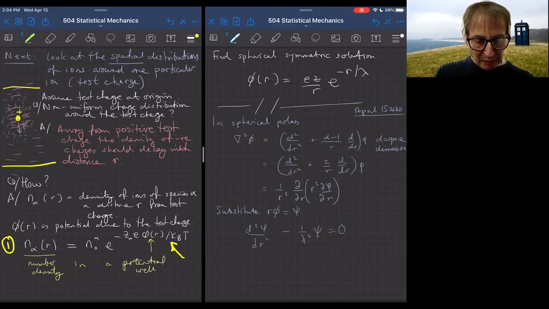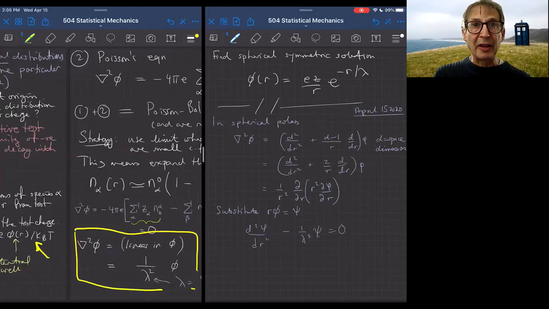The way we did it was we said, all right, let's have a spatially dependent density of ions of species alpha, a distance r from the test charge. Then, of course, we know that if there's a potential, the distribution of particles in that potential, the density, is just going to follow a Boltzmann distribution. So we wrote down equation 1 that you see on the left over there.